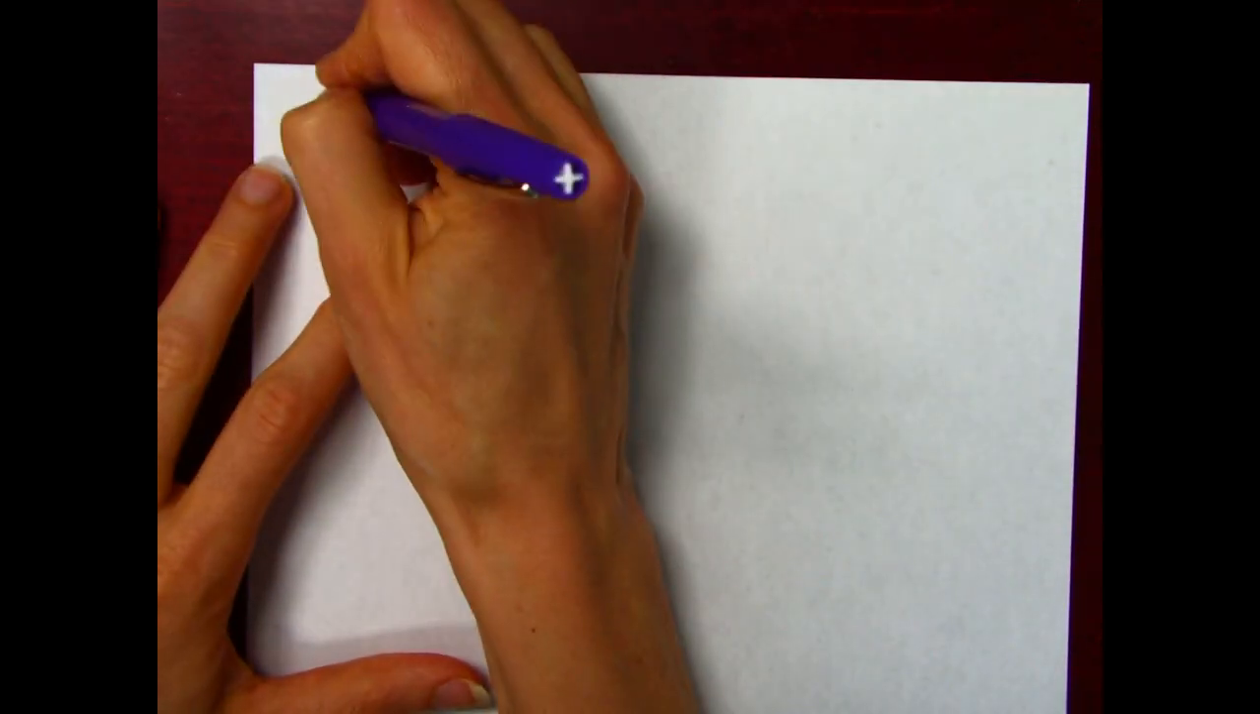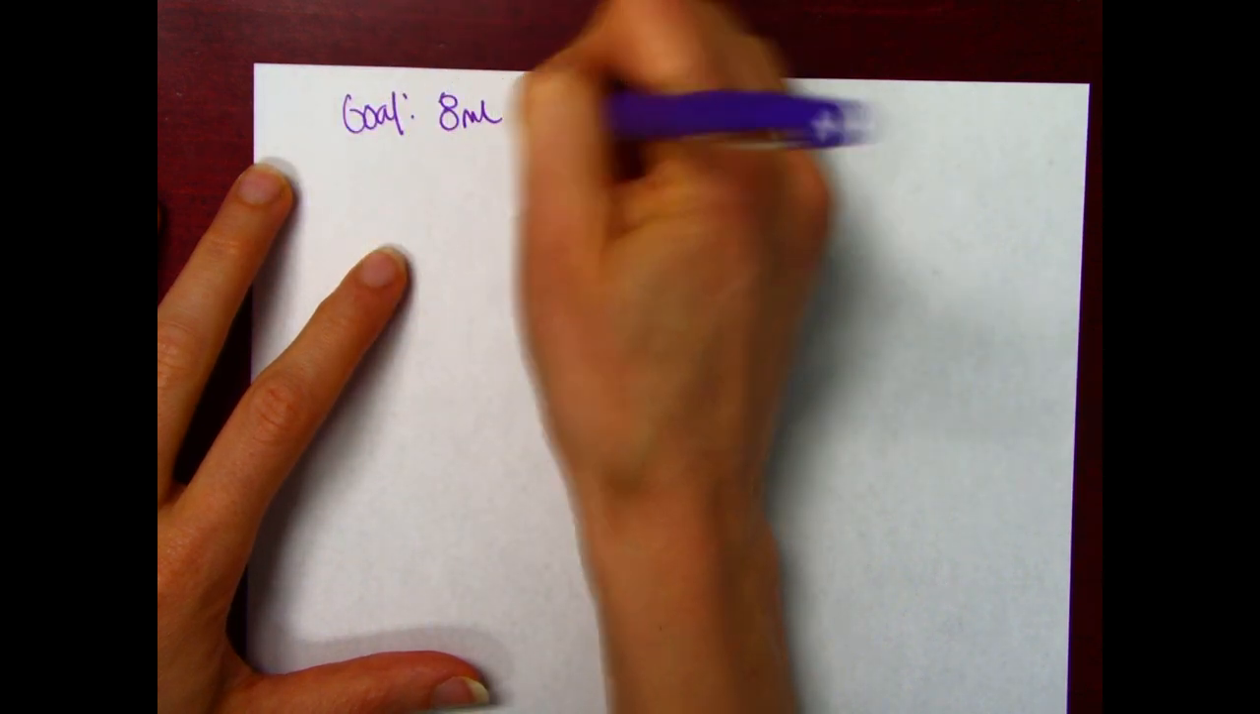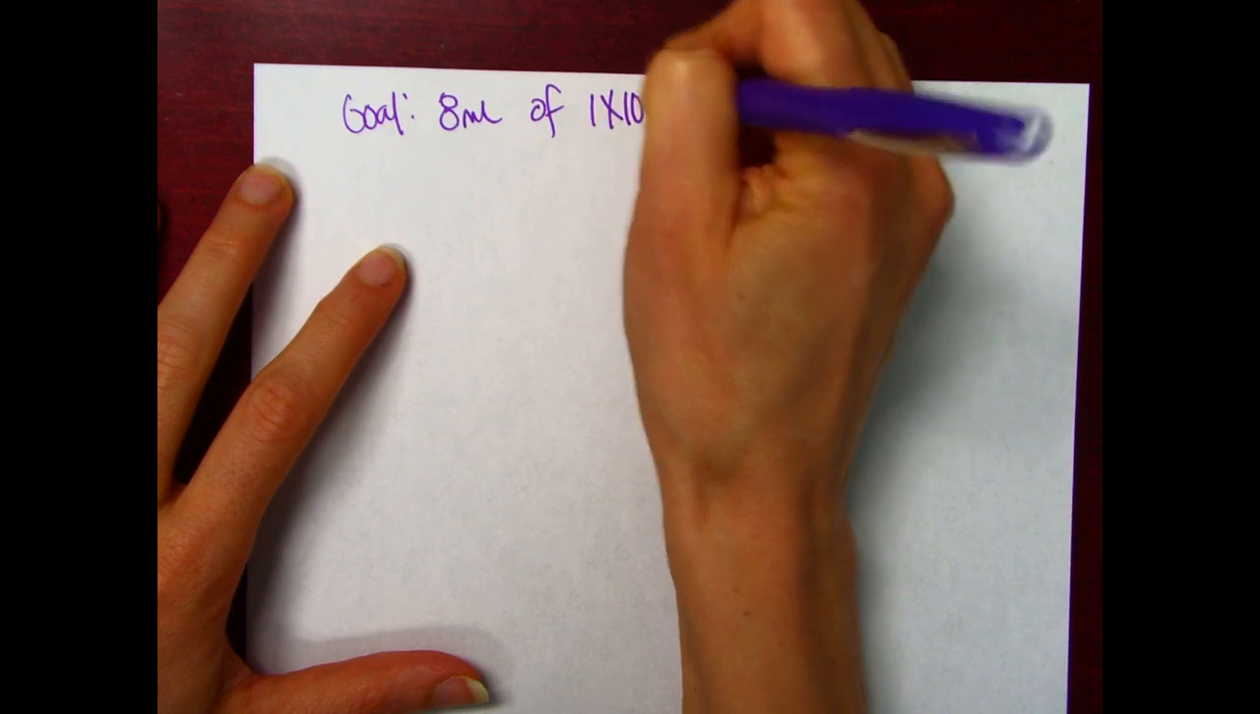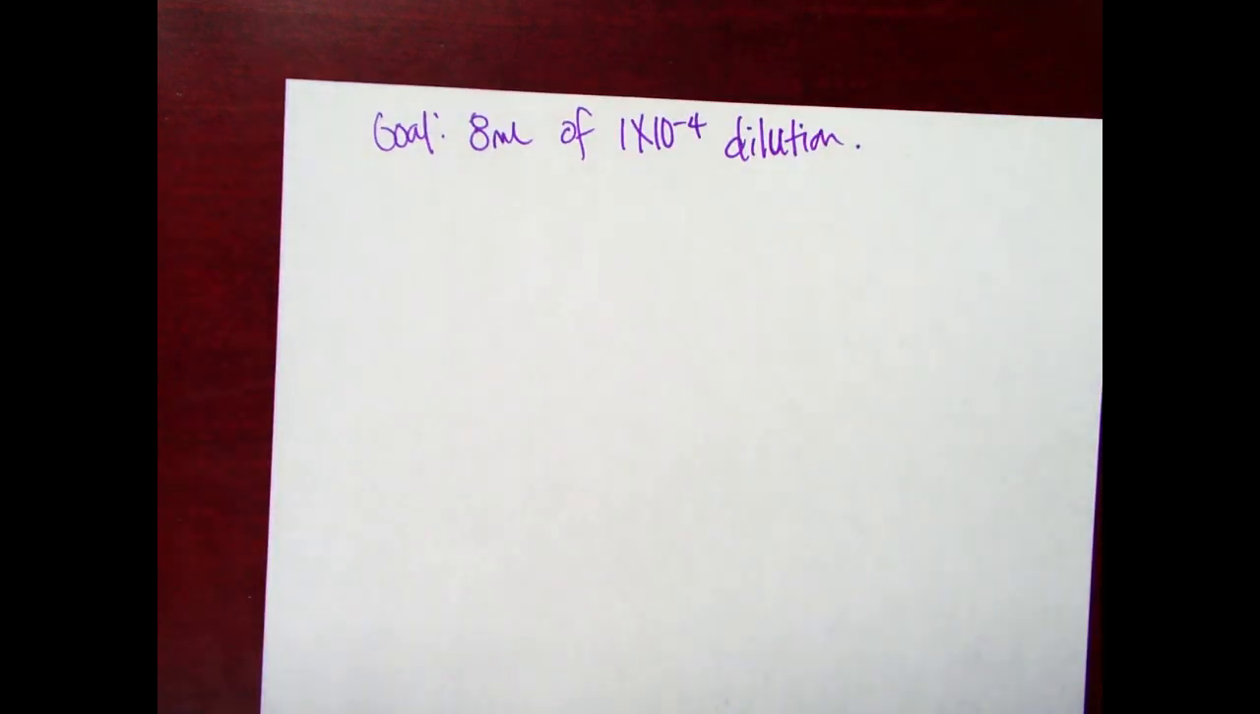Okay, so our goal is to make 8 milliliters of 1 times 10 to the minus 4 dilution. Okay, that is going to be what we're working on. So you guys will need to be able to do this in lab, on your homework, and for the quiz/test.